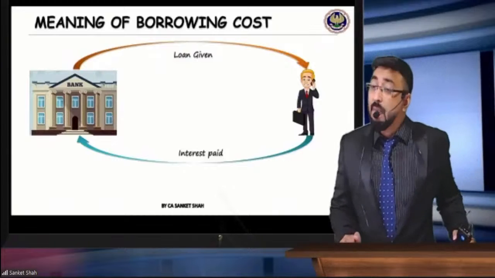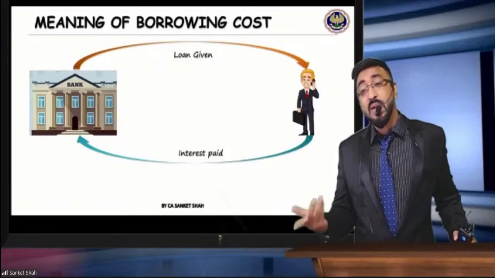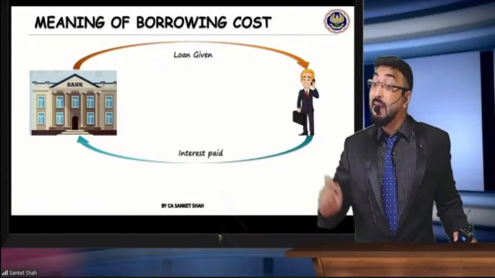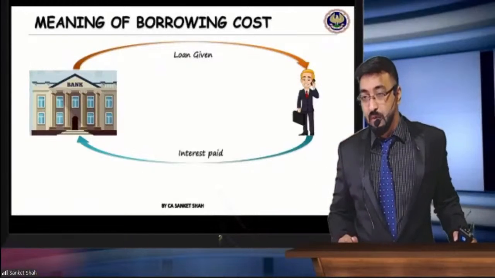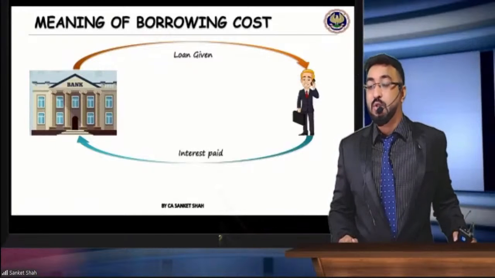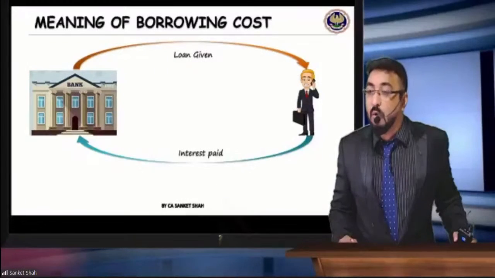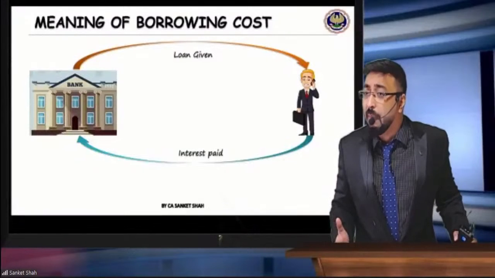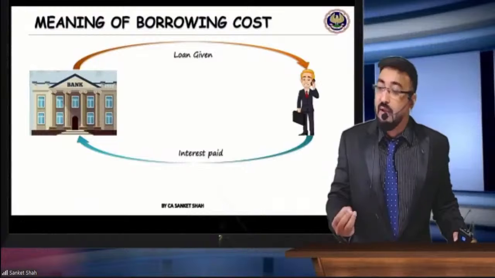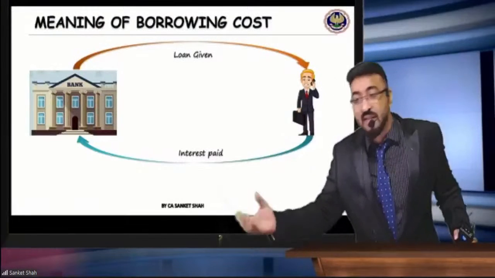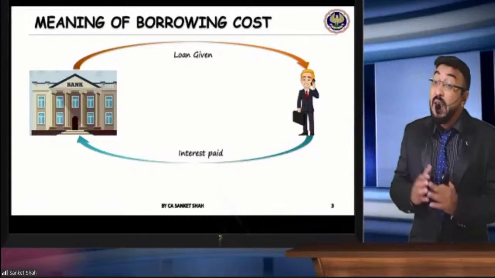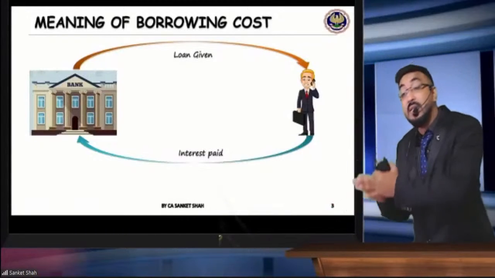So, basically, why borrowing cost? It is very easy that interest is debited to P&L. But here there is one exception. We will not debit interest to profit and loss account, but we are going to capitalize the interest. So what is the meaning of capitalization? In simple language, it is added in the asset. What is the meaning of this accounting standard? We are going to capitalize interest.